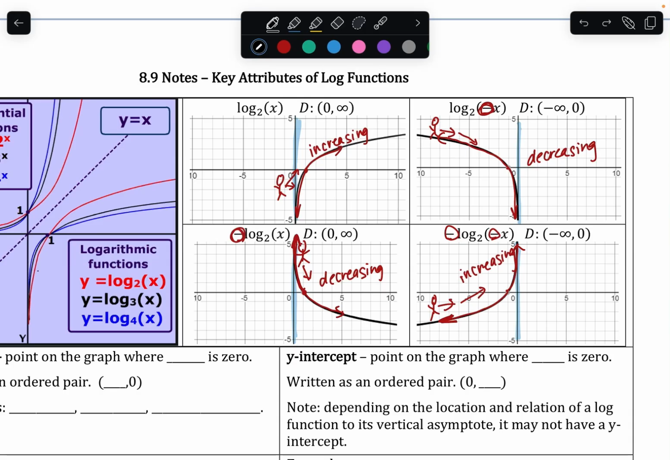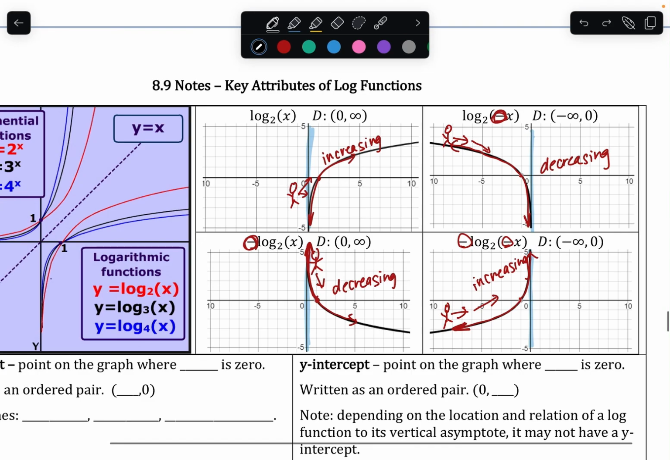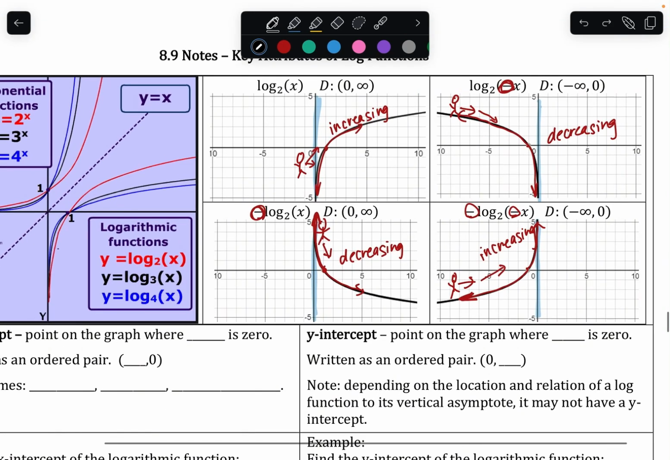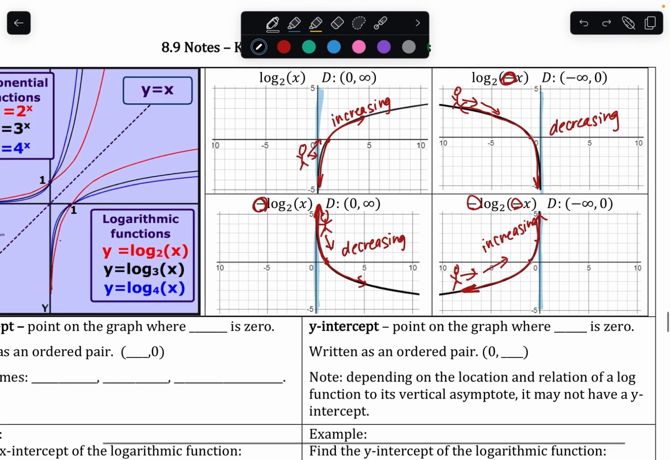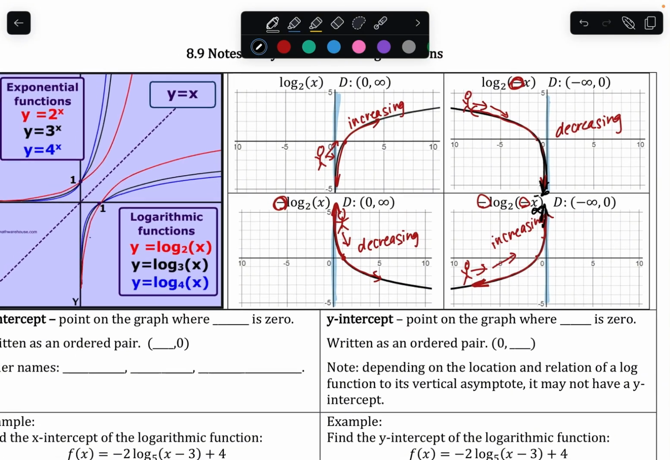And that's also true for max and min. Depending on where the asymptote is, that's going to affect whether or not we have a max and min on a given interval, because it approaches negative infinity or it approaches positive infinity as it approaches the asymptote. And so that could affect our max and min.